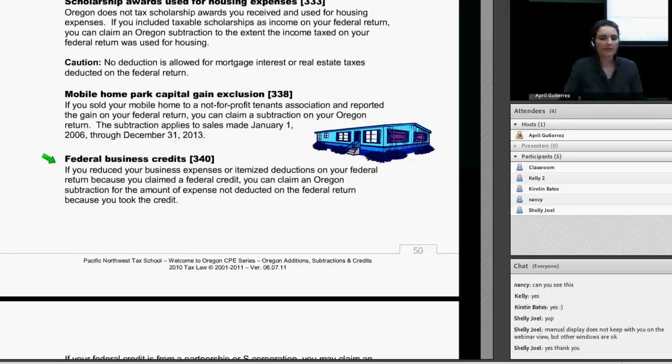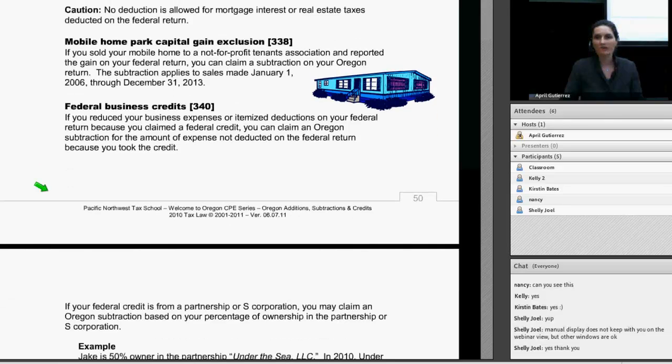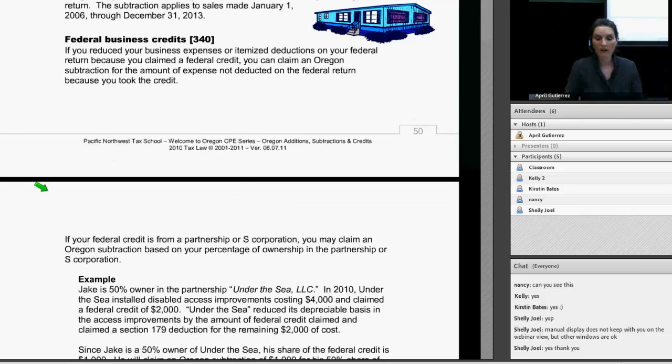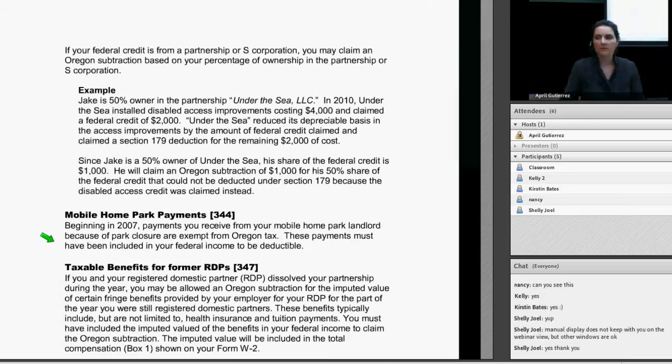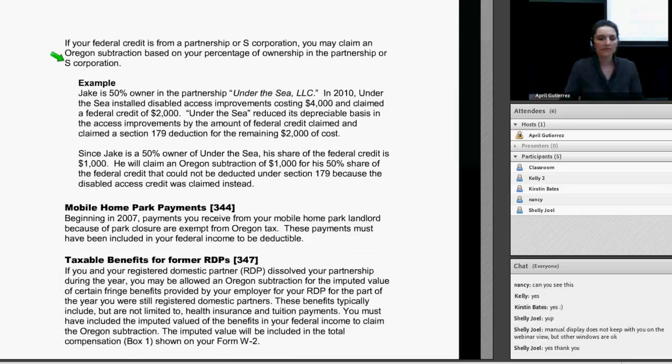Federal business credits. If you reduced your business expenses or itemized deductions on your federal return because you claimed a federal credit, you can claim an Oregon subtraction for the amount of expense not deducted on the federal return because you took the credit. So here we're back on this theme again. If your federal credit is from a partnership or S corporation, you may claim an Oregon subtraction based on the percentage of ownership in the partnership or S corporation.